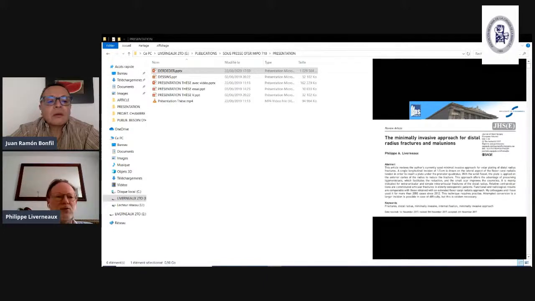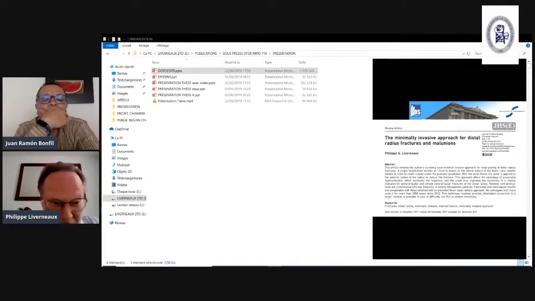Anyway, so what I would like to share with you is the minimally invasive approach for distal radius fracture and malunion. So I've got some conflict of interest with the new clip techniques. So because I have this conflict of interest, please don't believe me, I'm a liar. I'm just kidding. So can you see here this screen with a table?